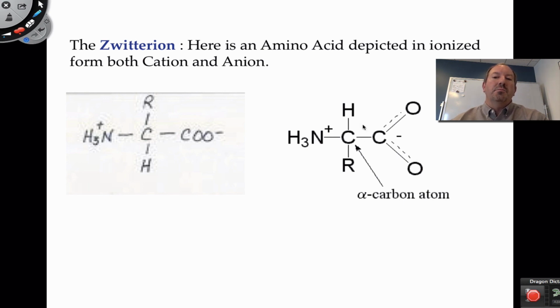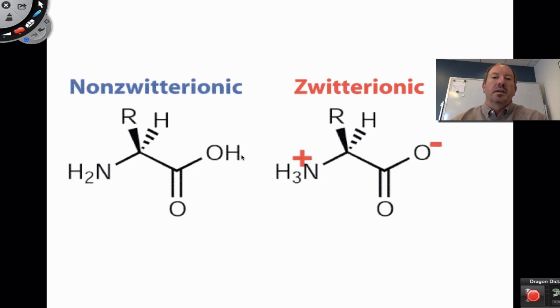Sometimes, here's an amino acid, and if you're in neutral pH, there's a tendency for the amino acid to have both the positive ion on the amino group and the negative ion at the same time. If you have a molecule that has both positive and negative ions, it's considered to be a zwitterion. So this amino acid is depicted as both the cation and the anion. That's kind of interesting. And so here's an amino acid that's non-zwitterion. Here's one that's zwitterion. In other words, it has the ionization here and over here as well.